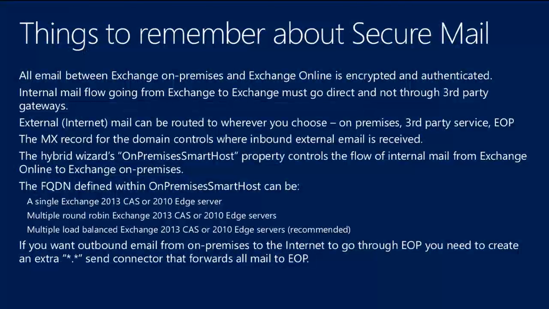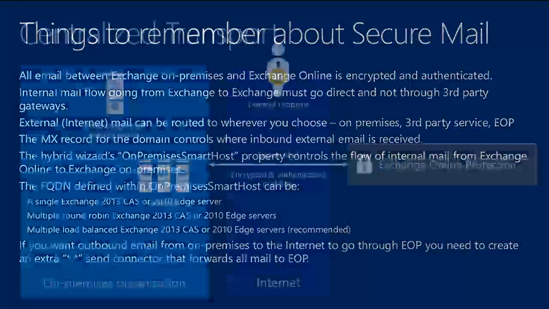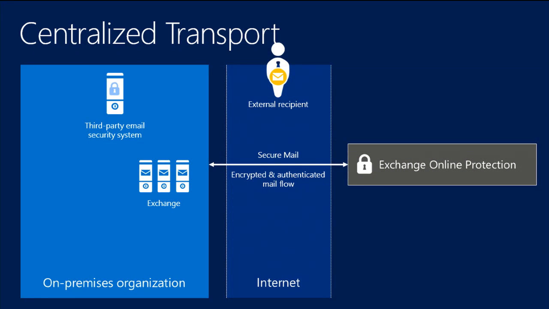And you can take that host name and balance it however you want to balance it. And as I mentioned, if you want to have on-premises mail go through the Exchange Online Protection gateway on the way out, you simply want to have a star route connector that will force that to go through Exchange Online Protection.